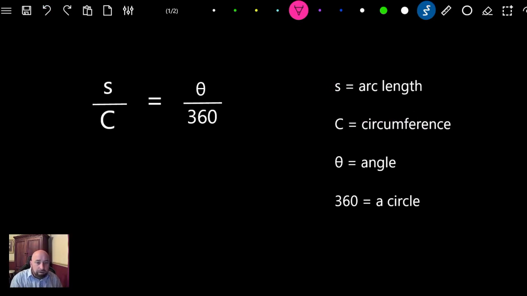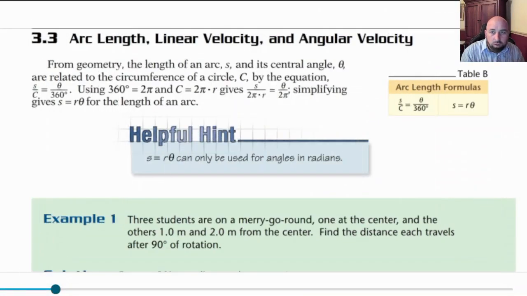Now, jumping back over to the book, they ask, what about in radians? Can we put that formula into radians? Notice it says using 360 degrees equals 2 pi, which it does, because you memorized that from the last lesson, and circumference equals 2 pi r. That's the formula for circumference of a circle, 2 pi r. And then we're going to simplify.